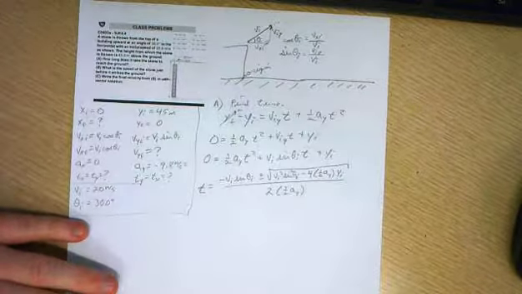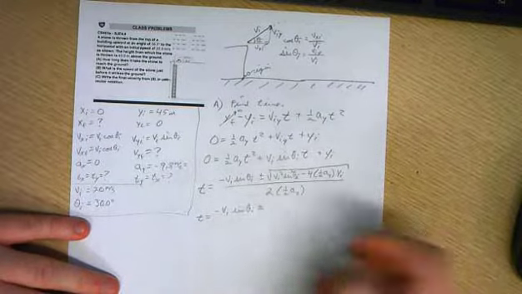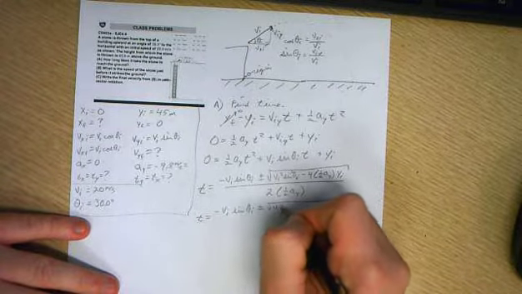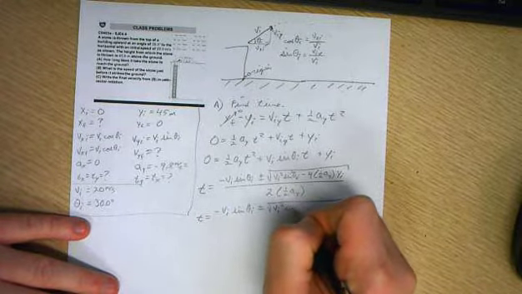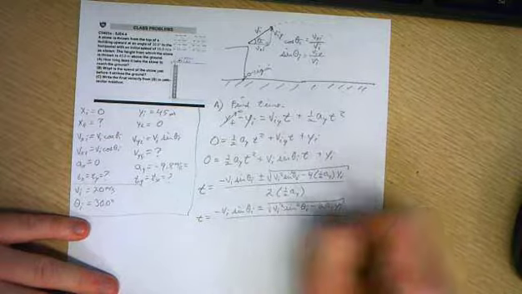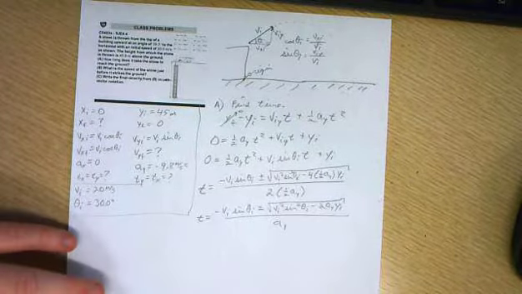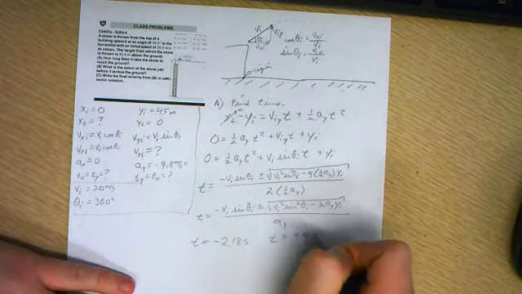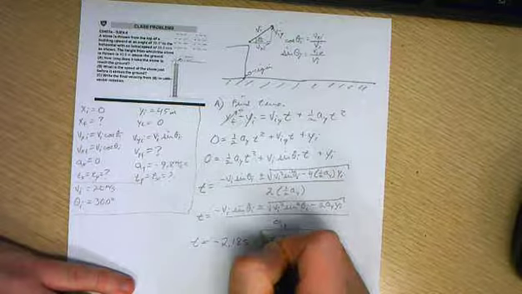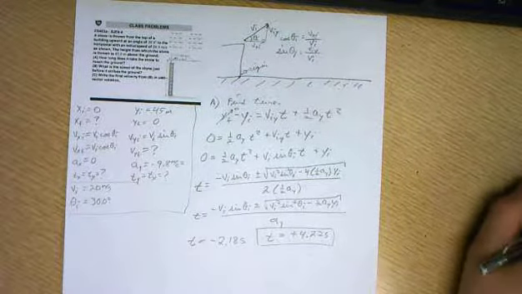I mean, you could simplify this a little bit if you want to. Negative Vi sine theta I plus or minus the square root of Vi squared sine squared theta I minus 2 Ay y initial, all over Ay. Okay, so I'm going to skip plugging in all the numbers. Let you do that yourself. What you end up with are two solutions of t equals negative 2.18 seconds and t equals positive 4.22 seconds. Well, clearly only the positive solution is possible.